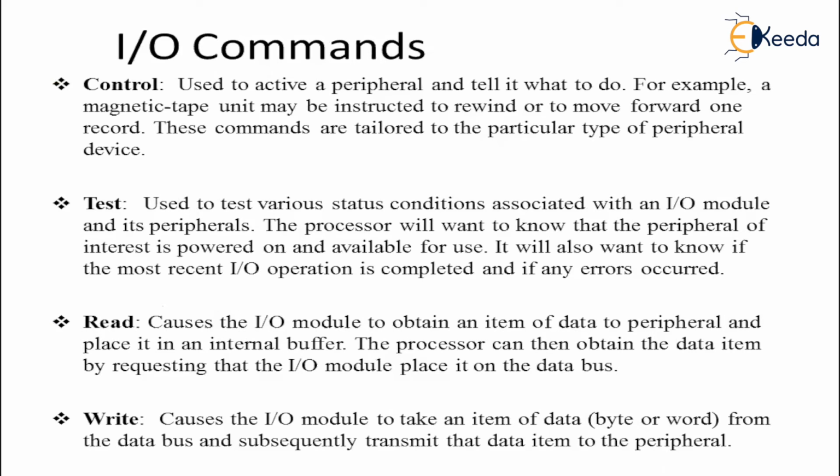Now, what are the different I/O commands that are present in the system? Control. It is used to activate a peripheral and tell it what to do. For example, a magnetic tape unit may be instructed to rewind or to move forward one record. These commands are tailored to a particular type of peripheral device. Now, this is one example where the magnetic tape you're using can be either moved forward or moved backward.